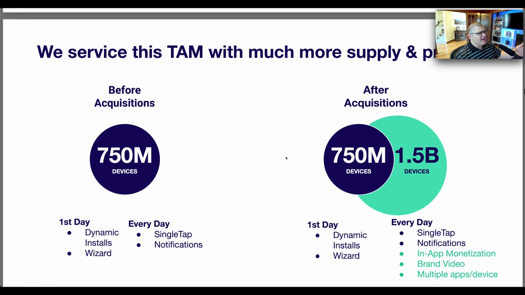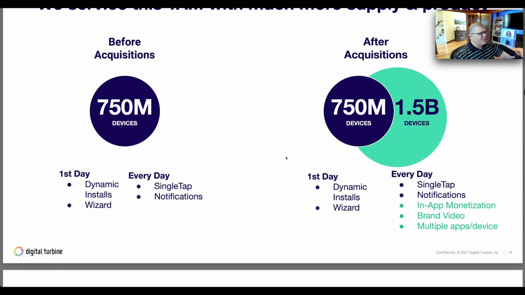So we service this TAM with much more supply and product. Before acquisition, 750 million devices. And now they're talking about 750 million plus 1.5 billion, or 1.5 billion after. So doubling the number of devices. So you're adding the in-app monetization, the brand video, and the multiple apps and devices. Before they just had those dynamic installs, the single tap. And now they've really kind of put that whole thing together by including the monetization parts on the other side.